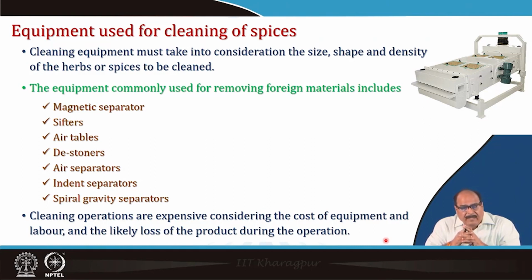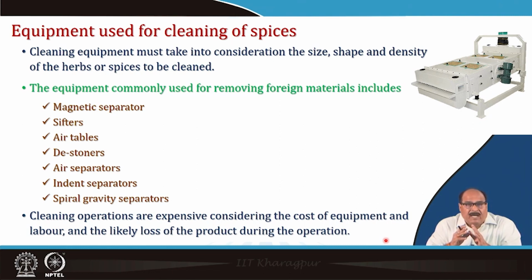Cleaning equipment must take into consideration the size, shape and density of the herbs and spices to be cleaned. The equipment commonly used for removing foreign materials from the commodity includes magnetic separators, sifters, air tables, de-stoners, air separators, indent separators, spiral gravity separators, and so on.